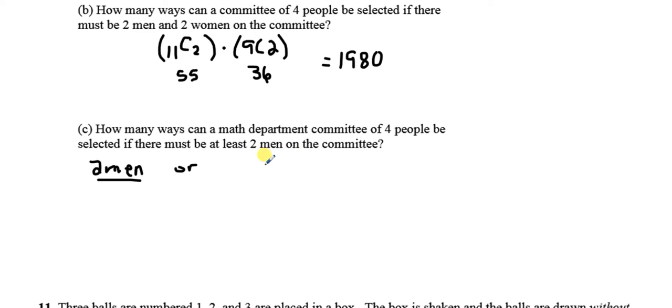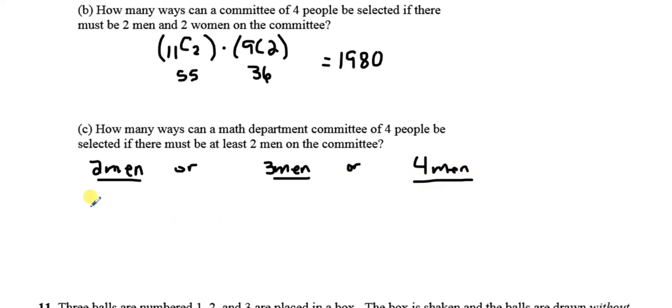And we just did in part B if there's 2 men. Or we can have 3 men. I think this ends up being the hardest problem. 3 men, or we can have 4 men. All 4 can be men. There has to be at least 2 men. I think on the last one it was all women.